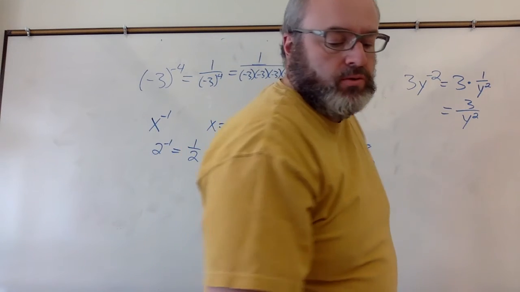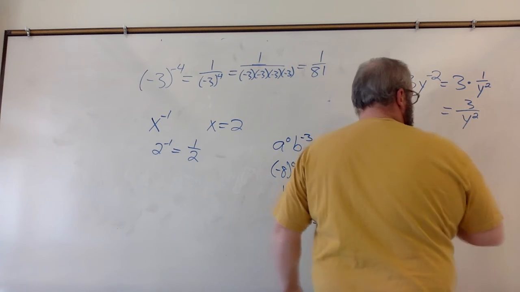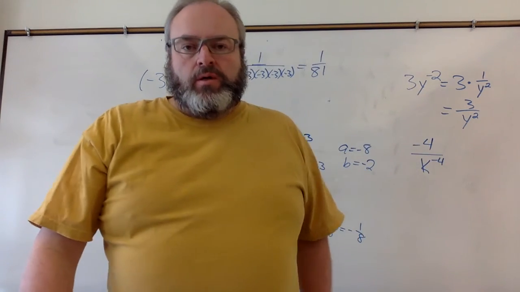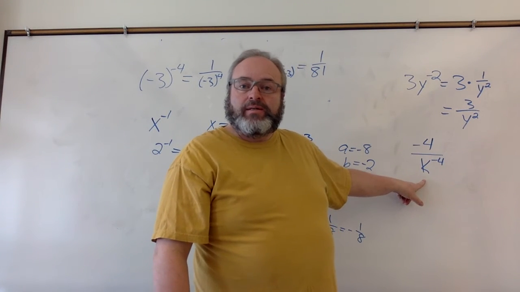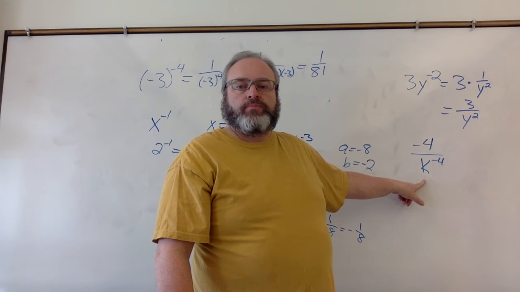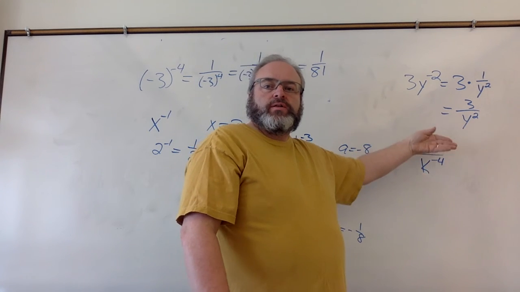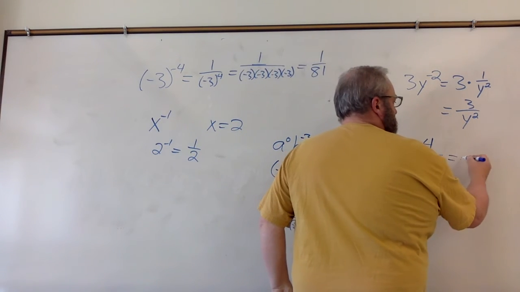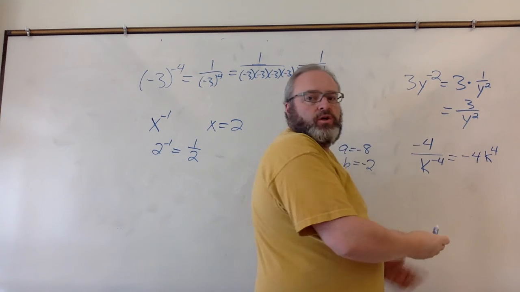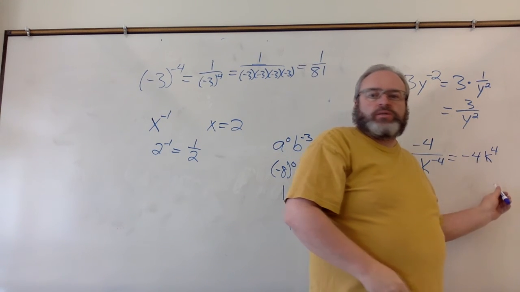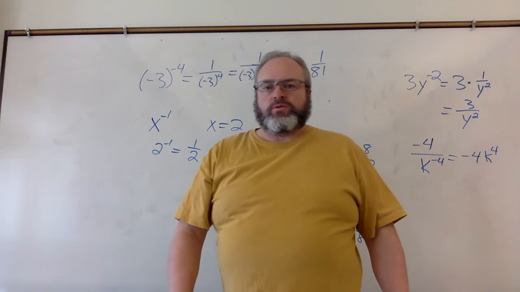Let's do just one more of those. Negative 4 over k to the negative fourth. Okay, now in this one, we have a negative exponent, but it's already under the fraction bar. If it's already under the fraction bar, to get rid of the negative, you actually do the opposite. You move it to the top. So this would be negative 4 times k to the fourth. You could put over 1 if you wanted to, but you don't need the 1 underneath, so it's just negative 4 times k to the fourth power.